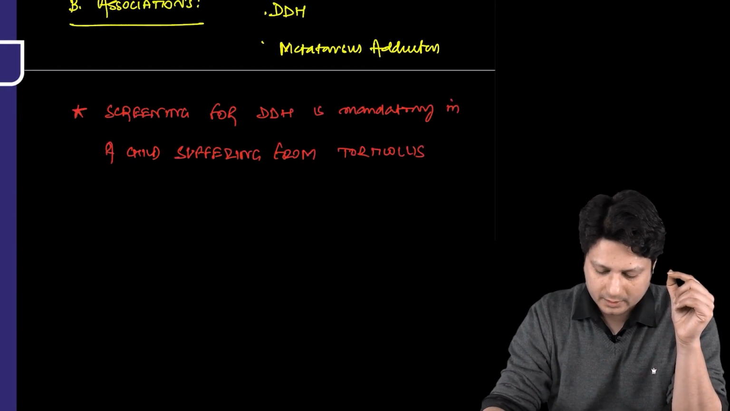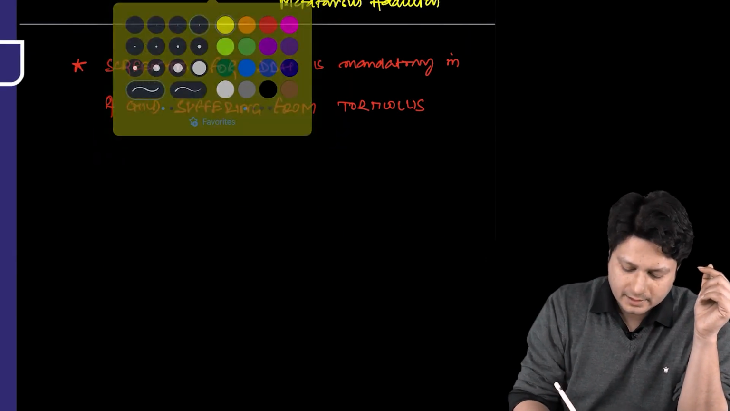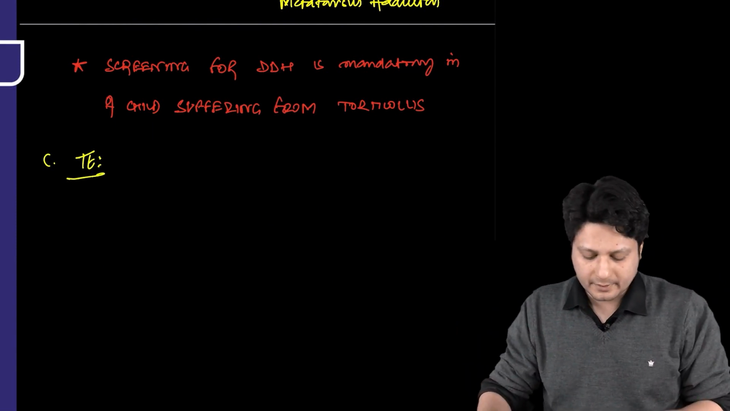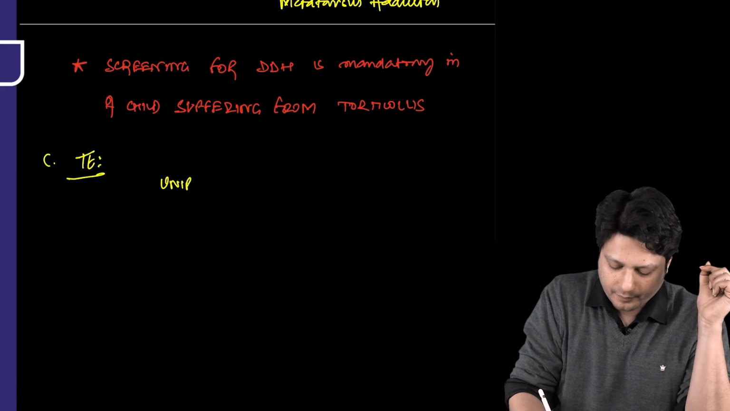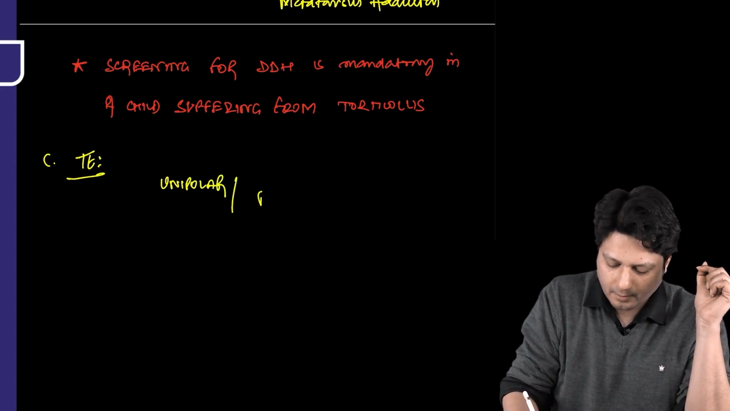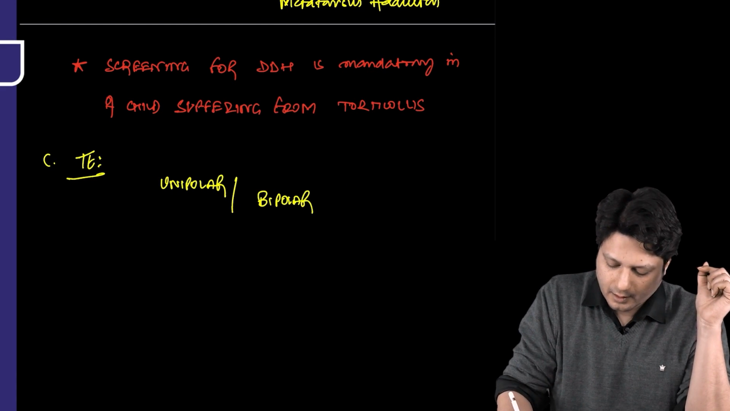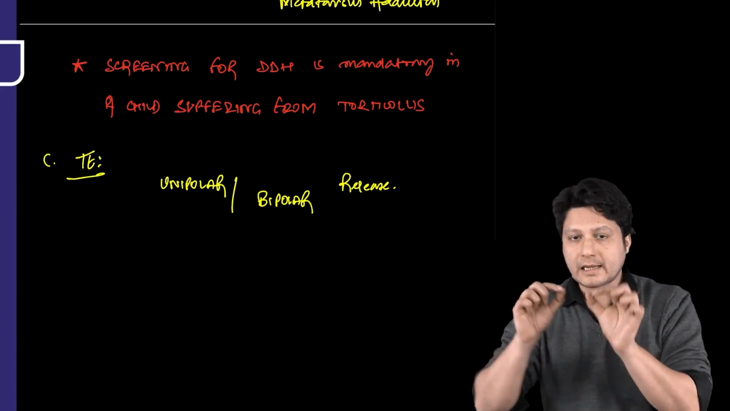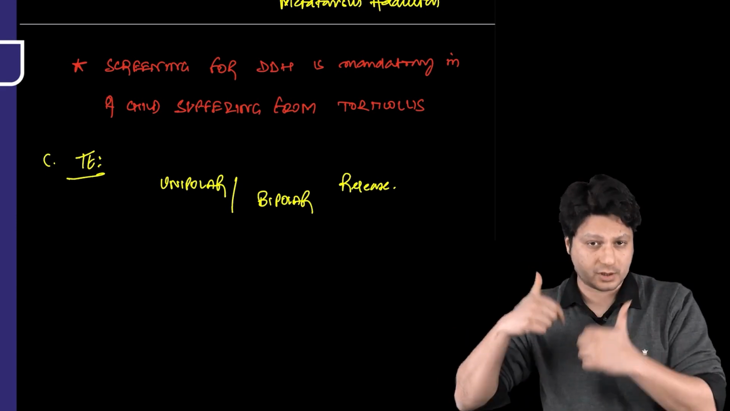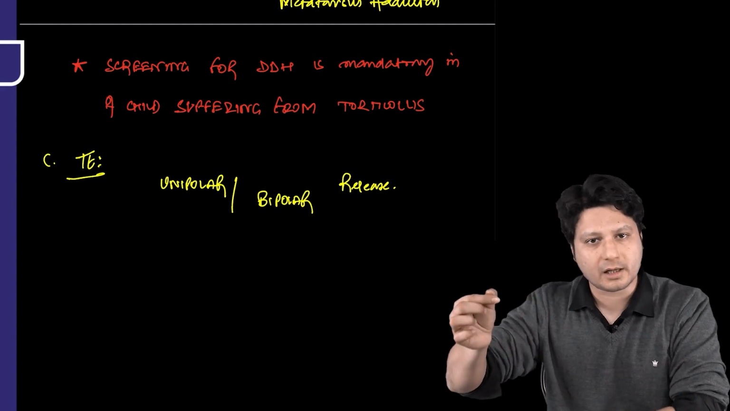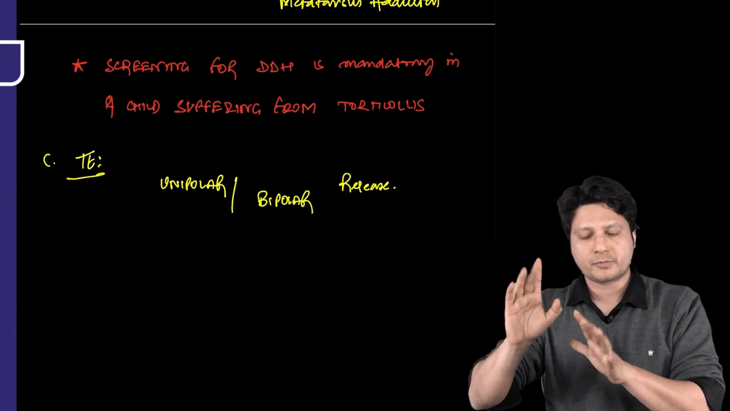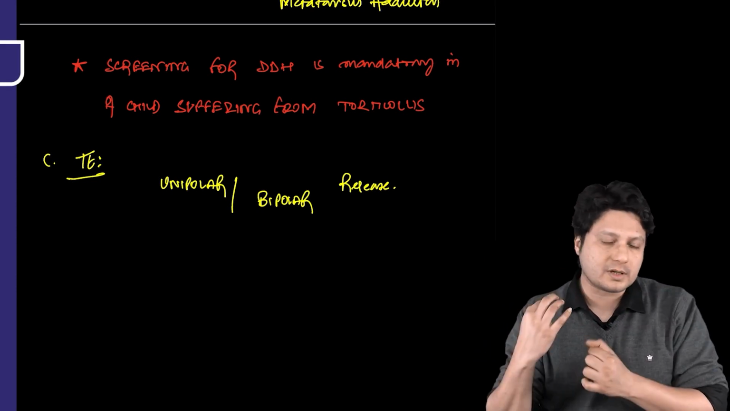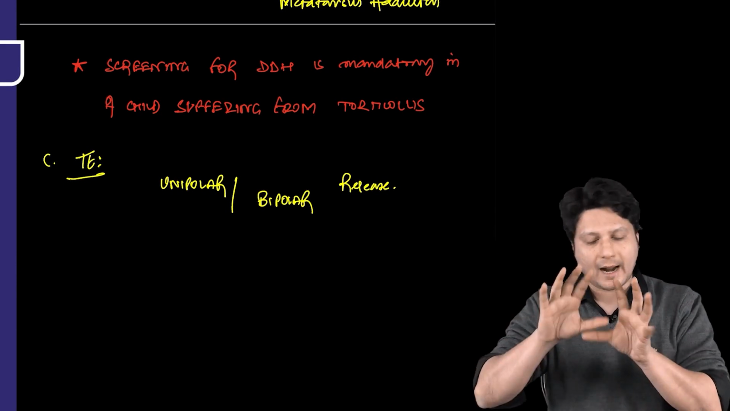Now point number 3, or point C under this heading of torticollis, is the treatment. That means management, how will you treat this condition. The treatment is either unipolar or bipolar release. Now, what do you mean by the term unipolar or bipolar release? You know, sternocleidomastoid is contracted. The name sterno is because it has one attachment at the sternum. Cleido, one attachment at the clavicle. Mastoid, one attachment at the mastoid process. So, sternocleidomastoid contracture.